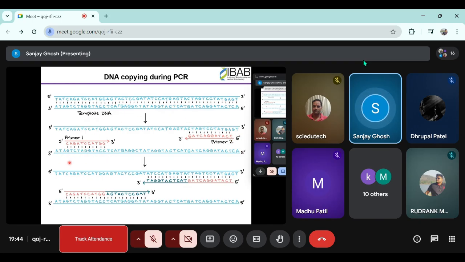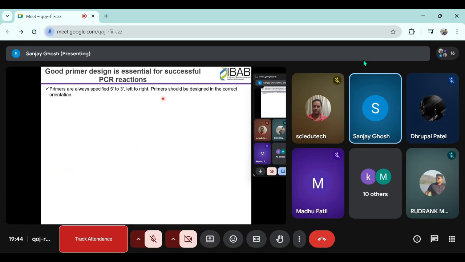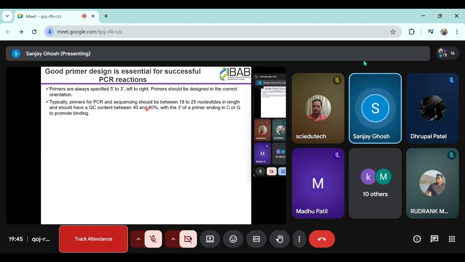So here the 5 to 3' of the reverse primer will read T, C, A, T, and so on, right? Here it is no problem. So this is the first convention. They should be designed in the correct orientation. The primers also should not be very long, should not be very short, right? So minimum is 18, typically up to 25, can go a little bit high.